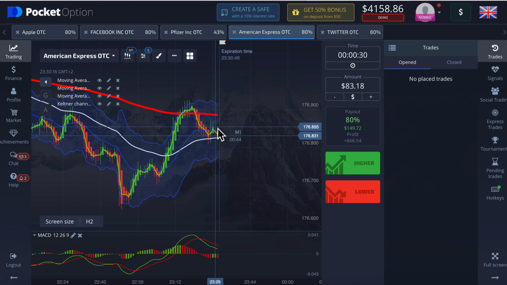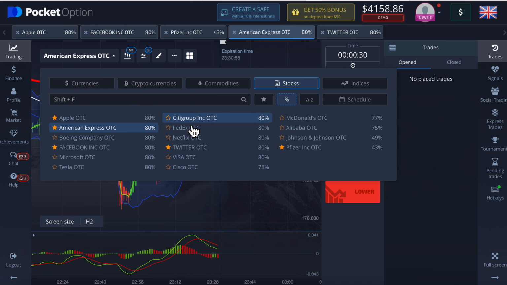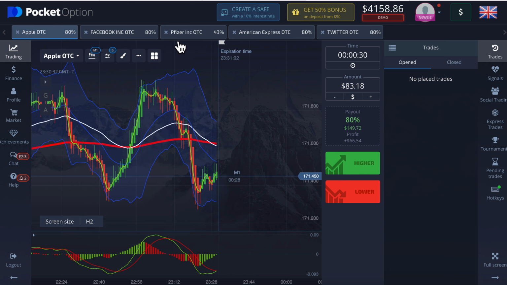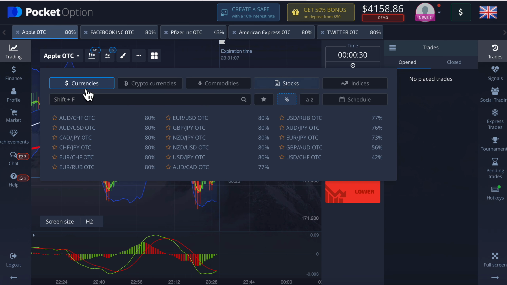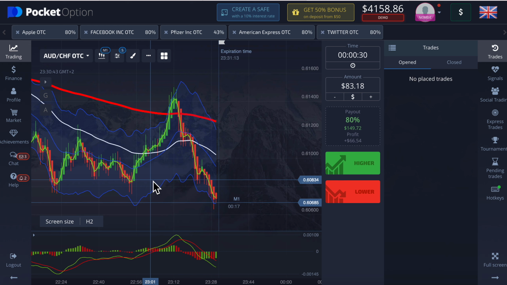Now, if you don't see me following the 250 EMA, it's because I realize that the market is rejecting this area a lot. There are days when it's spot on and there are days when it's not, and you just have to figure that out on your own, guys. Now, for me, I like to trade Apple, Facebook, Pfizer, American Express, and Twitter. And also, if I'm feeling it, I will go into the currency pairs as well. Depends on what I'm feeling like.